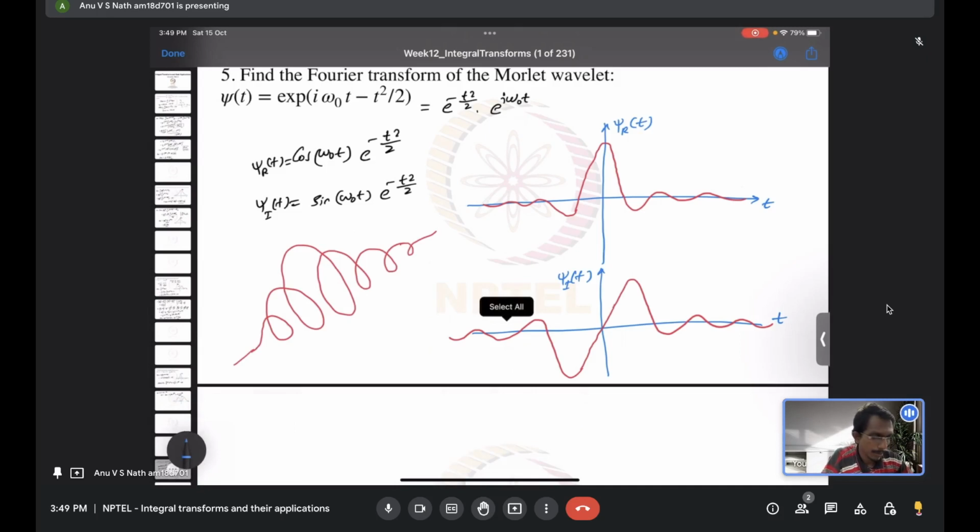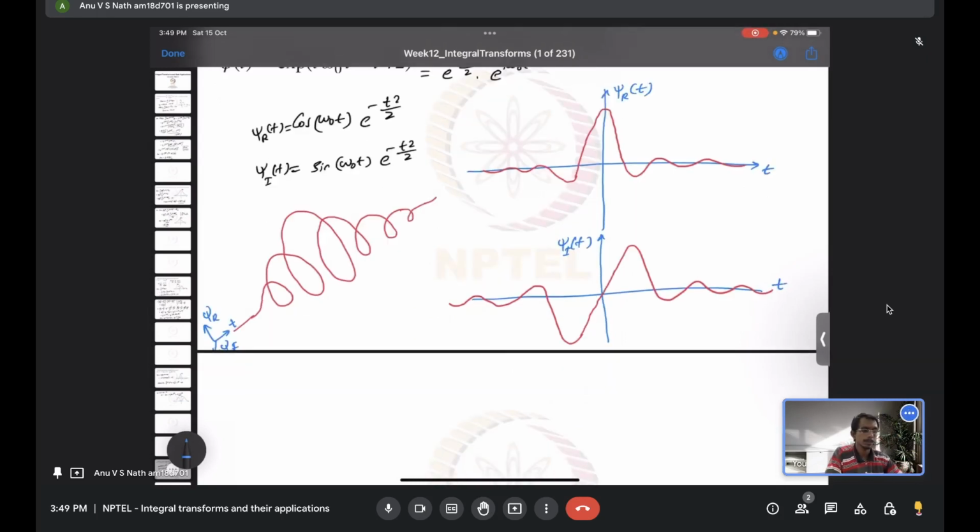In this direction we have the time axis, then the psi real and psi imaginary, so everything is plotted like this in the 3D scale. So it has oscillations in the real direction as well as the imaginary direction, and that's why it is like a spiral in the 3D space. So now we have to take its Fourier transform.